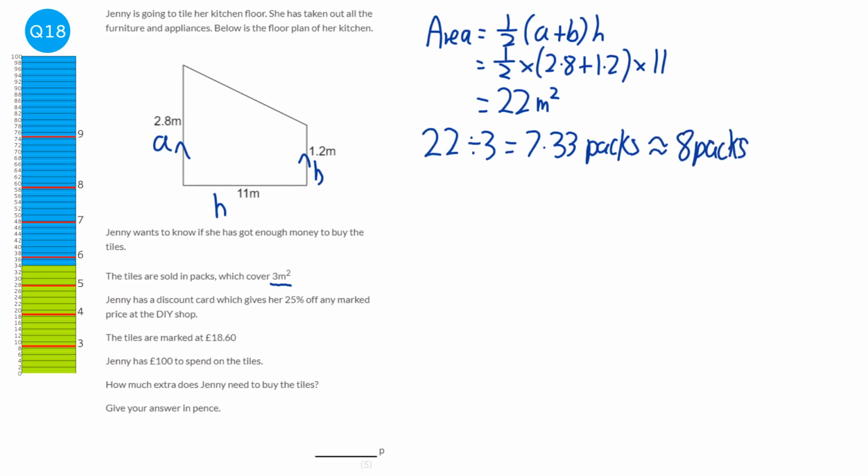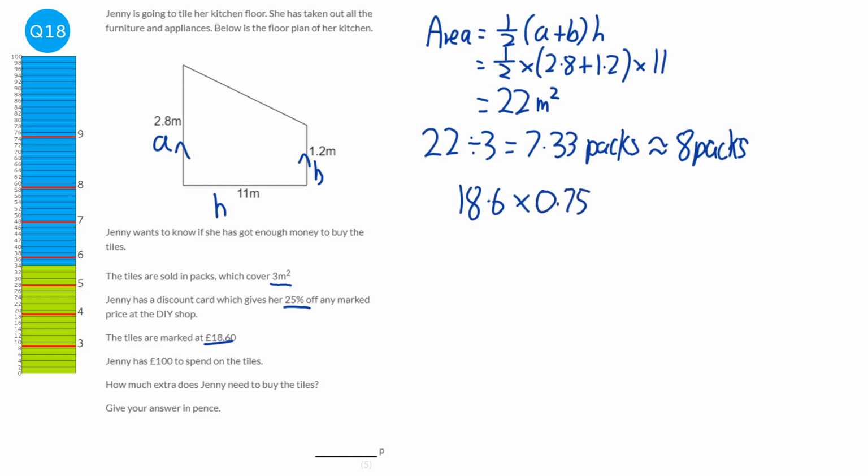Okay, next thing we look at is the fact that Jenny has a 25% discount. So we need to find out what 25% discount would do to the £18.60 for the tiles, or for the pack of tiles. And so what we're going to do is we're going to get the £18.60 and we're going to times it by 0.75.